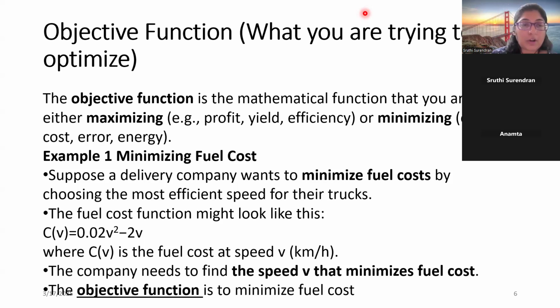So if the fuel cost is represented by an equation like this, C of V means C, which is the cost of the fuel, is a function of the speed and is given by this equation. So if the equation is given in this form, minimizing this C of V will be the objective function. That is, minimizing the cost of the fuel will be the objective function.